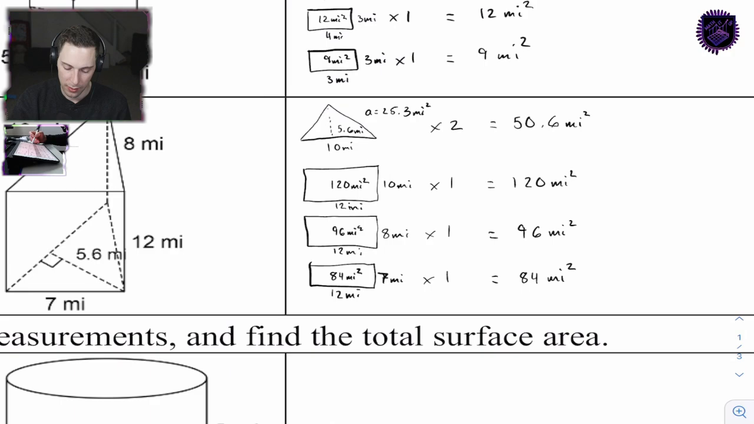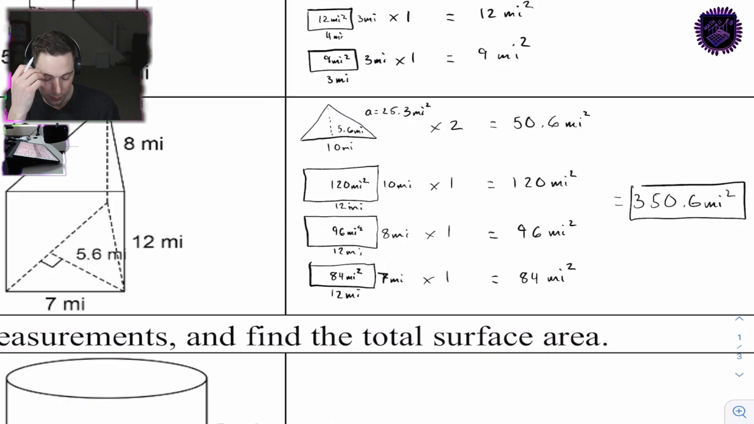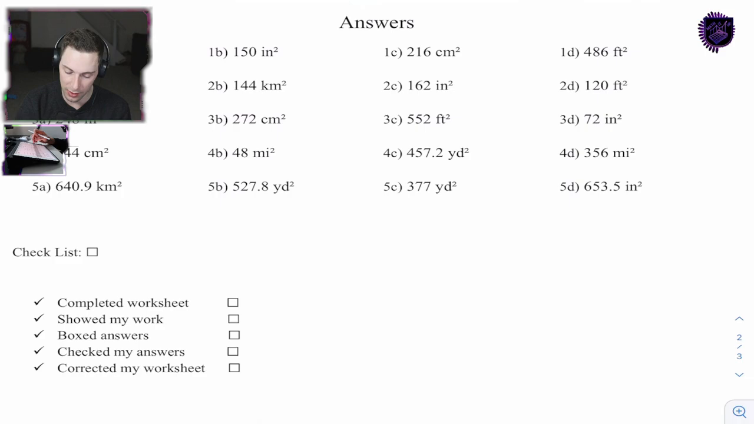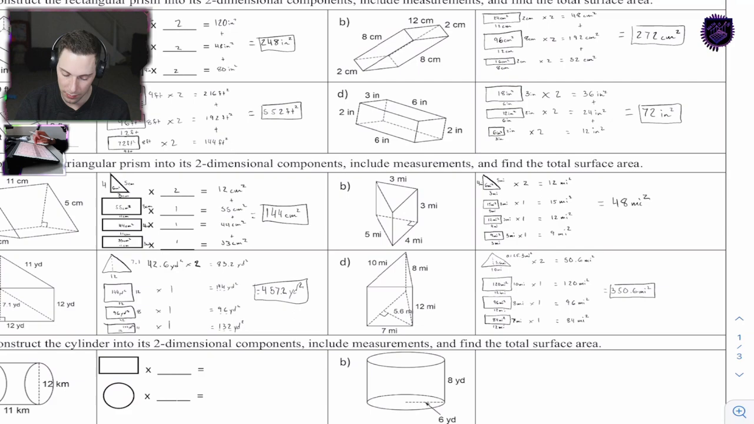170, 266, 340, 350.6 miles squared. Ooh. 350.6. 4D, 356 miles. What?